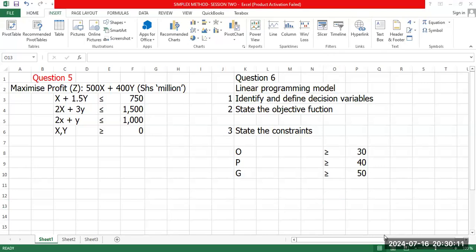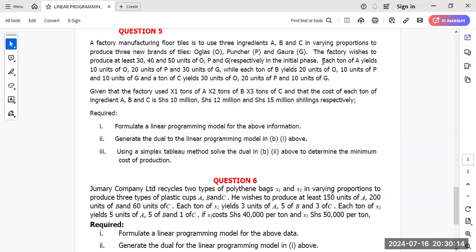Then we continue reading our question. They are telling us that each turn of A... Remember what you have. These 30, 40, and 50 are your units. But they are telling you that each turn of A yields 10 units of O, 20 units of P, and 30 units of G.